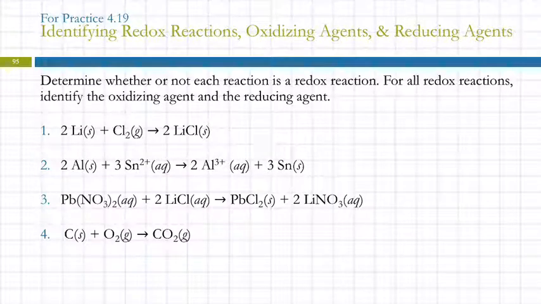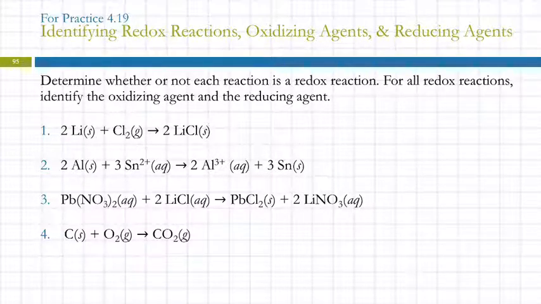Okay, let's look at these. Determine whether or not each reaction is a redox reaction. If it is, identify the oxidizing agent and the reducing agent. To identify a redox reaction, there's a couple of things you can look at. If you have a nonmetal and a metal, the elements reacting, it's going to be an oxidation-reduction reaction, a redox reaction. If you have something reacting with oxygen, it's going to be redox.